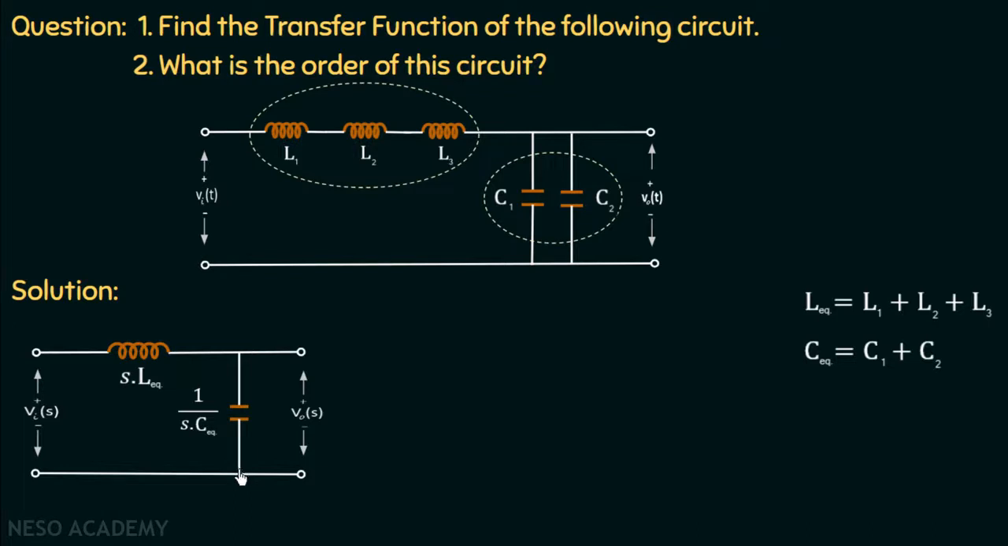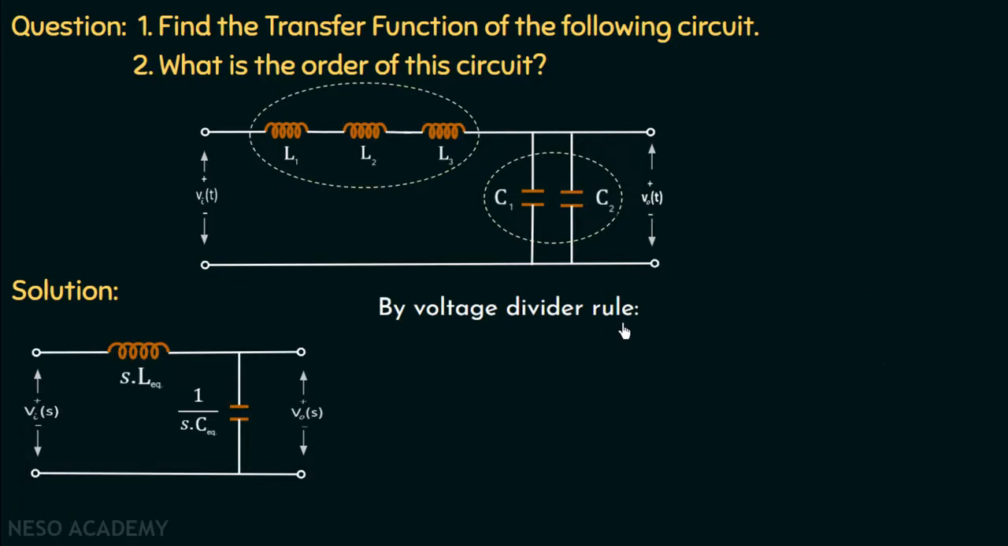And we know that the inductor and capacitor are connected in series. And when the elements are connected in series, then the voltage gets divided. So we can find out the output voltage which is measured across this capacitor by using the voltage divider rule. And it is given as VOUT is equal to VIN(s), which is the total input voltage multiplied with the impedance of capacitor, which is 1 over sC equivalent, divided by the total impedance of the circuit, which is equal to sL equivalent plus 1 over sC equivalent.